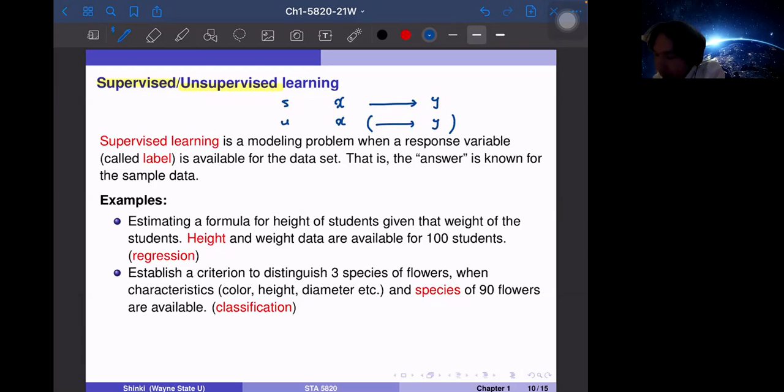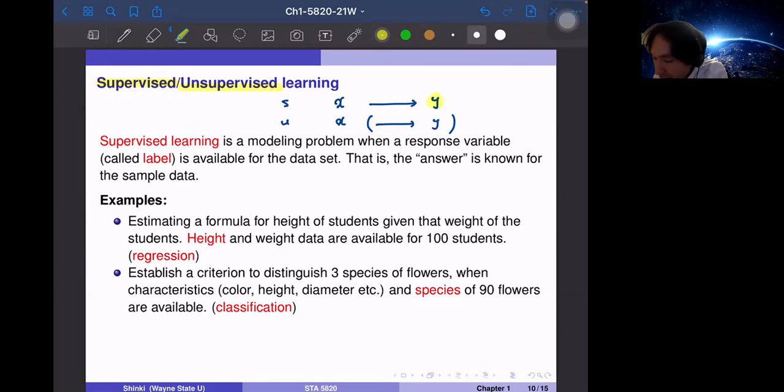And supervised learning is a modeling problem when the response variable Y, called the label, is available for the data set. For example, we have a set of animals and we have the weight, height, and so on, but we also have the label. The animal is either a tiger or a lion, for example. And we want to explain the species by weight and height and so on. So we have both X and Y in the data. The answer is known for the sample data, but for a new data set, we don't have Y, so we want to explain Y by X.